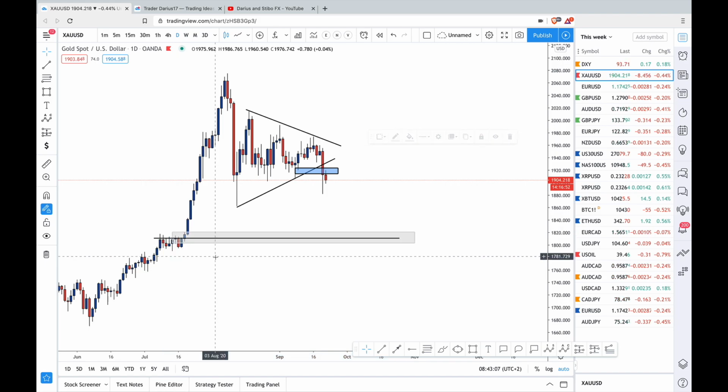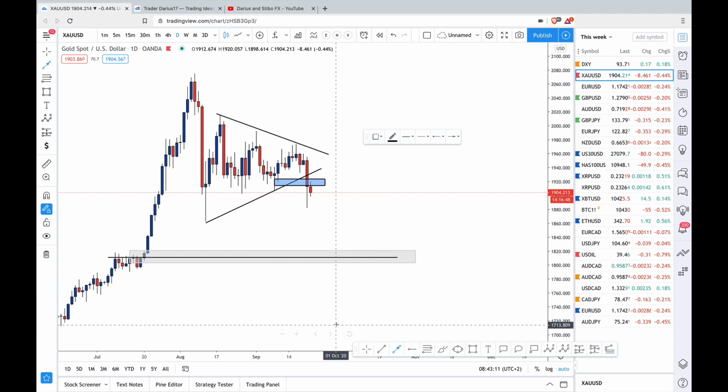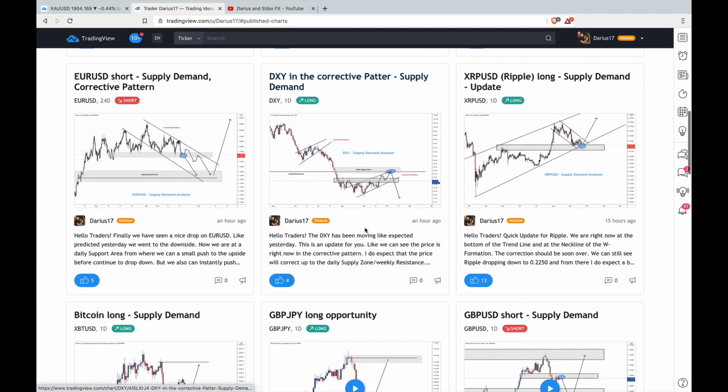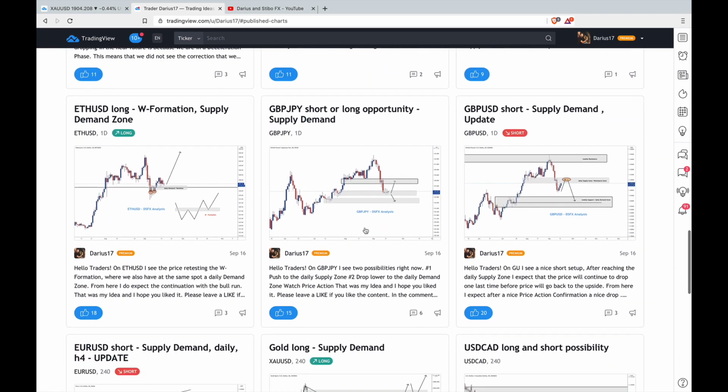Because I told you that we actually had two possibilities. So let's have a look on TradingView again. Where is gold?